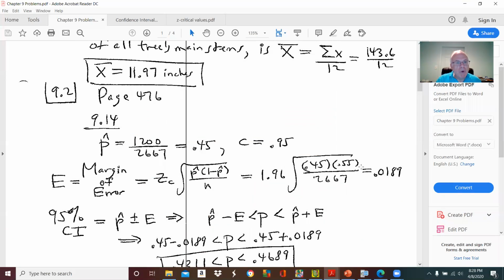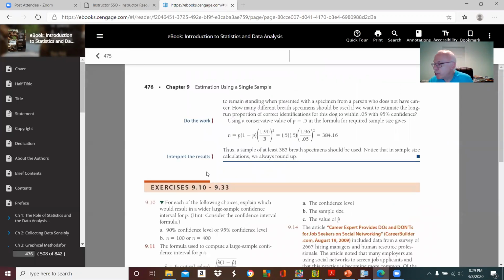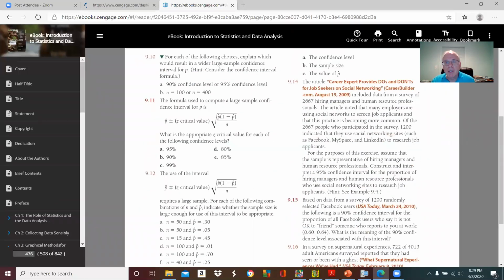Let's go to page 470. Now that was section 9.1. We're going to go to section 9.2. The textbook. We're going to go to the problems in the back, page 476. Let's go back to the book, page 476. And we're going to go to problem number 9.2. No, 9.14. I'm sorry, 9.14. This one right over here.